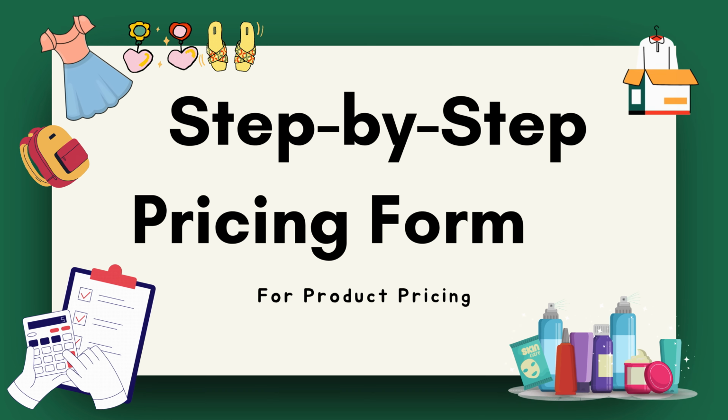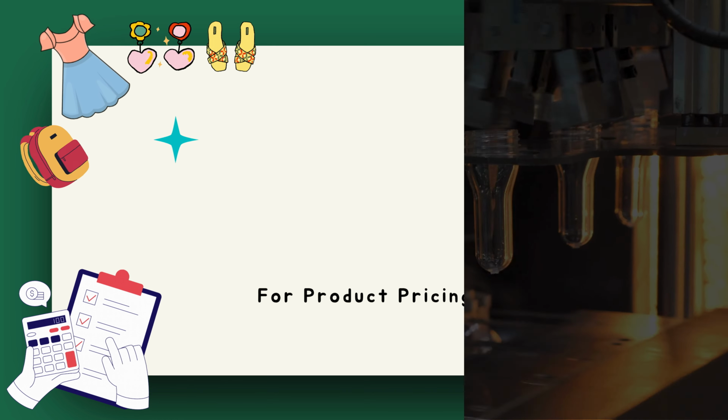This is 299, 355, and this is 799. Same category, same product, but different pricing. Let me break it down for you technically. To price your product properly, you need to calculate 5 things.